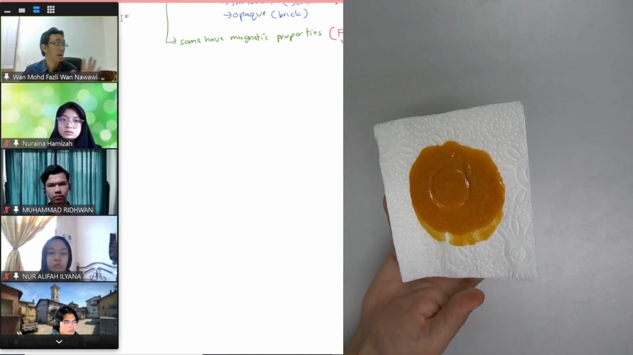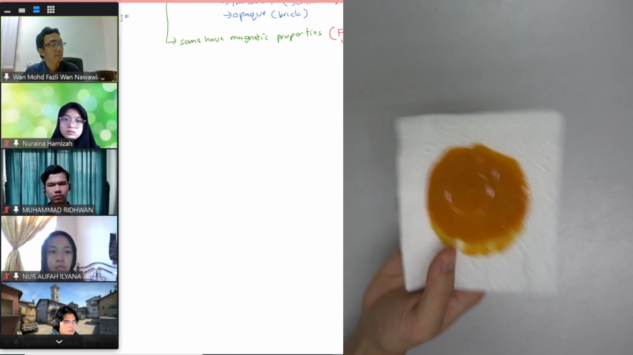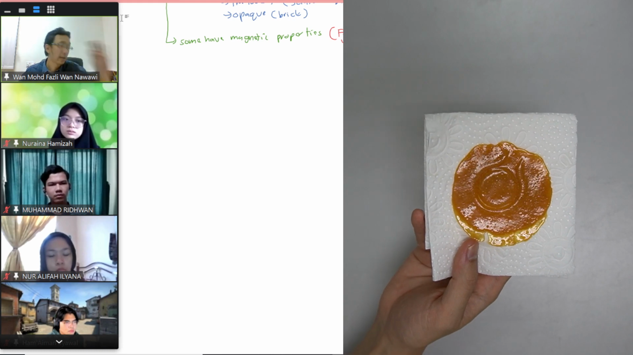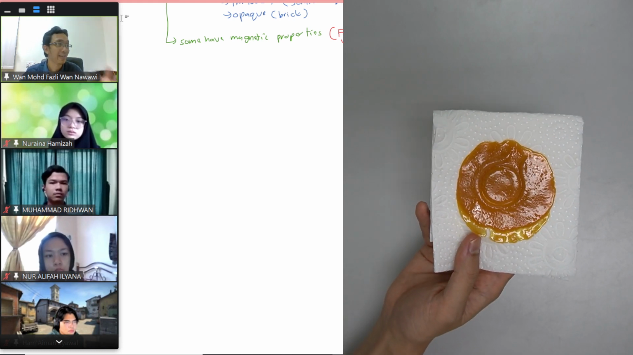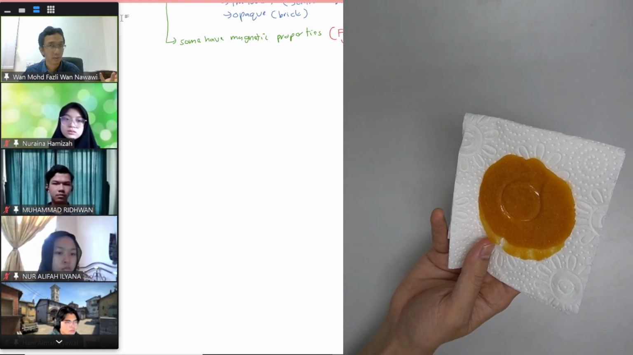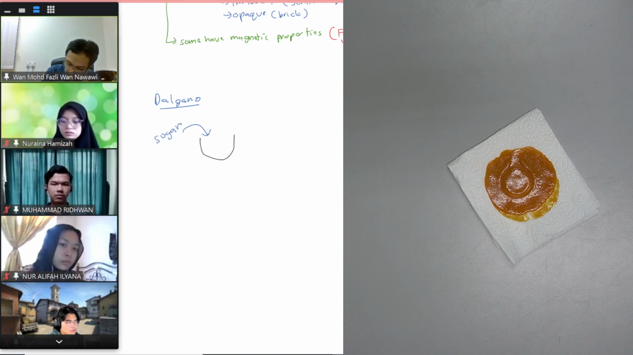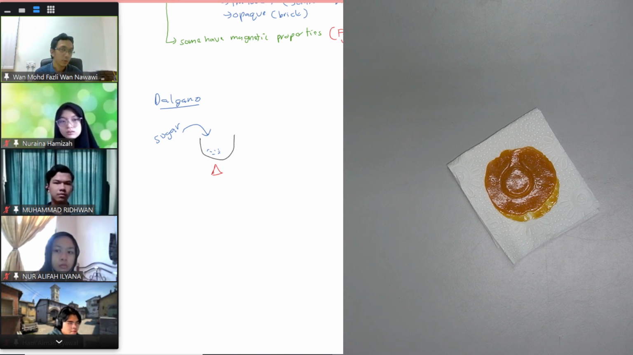But before I talk about that, let's talk a little bit about how this was made. The idea is more or less like glass, how people make glass. But glass uses sand, while this uses sugar. Just to give a brief overview of Dalgona, the only ingredient you need is sugar. When you heat the sugar, it becomes caramelized.